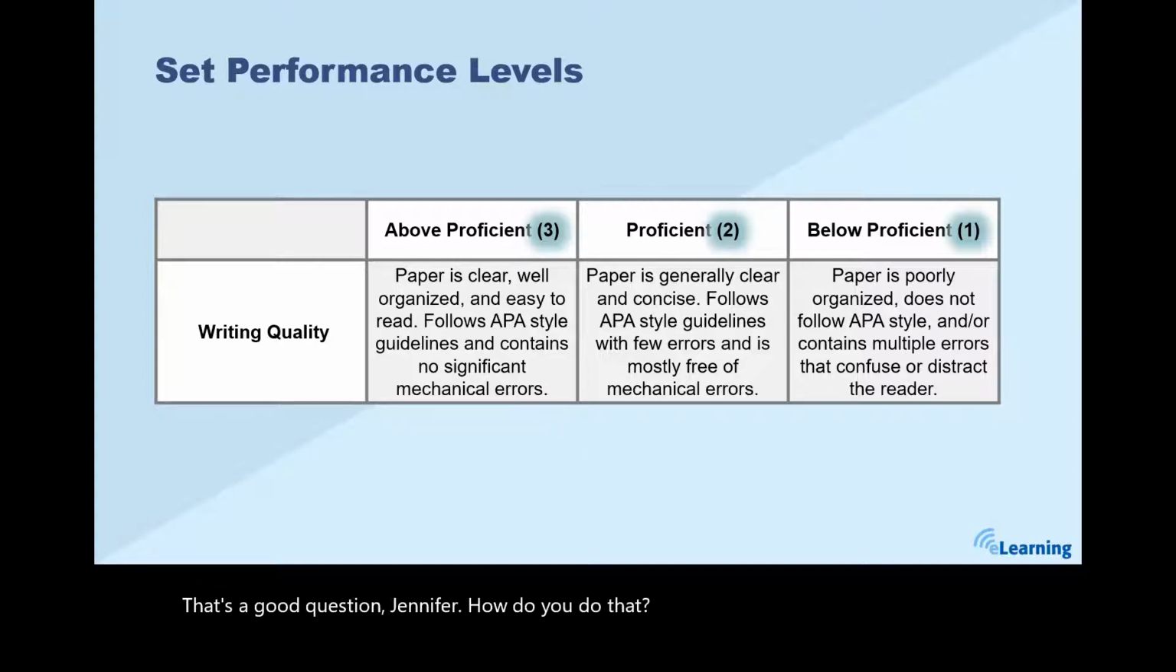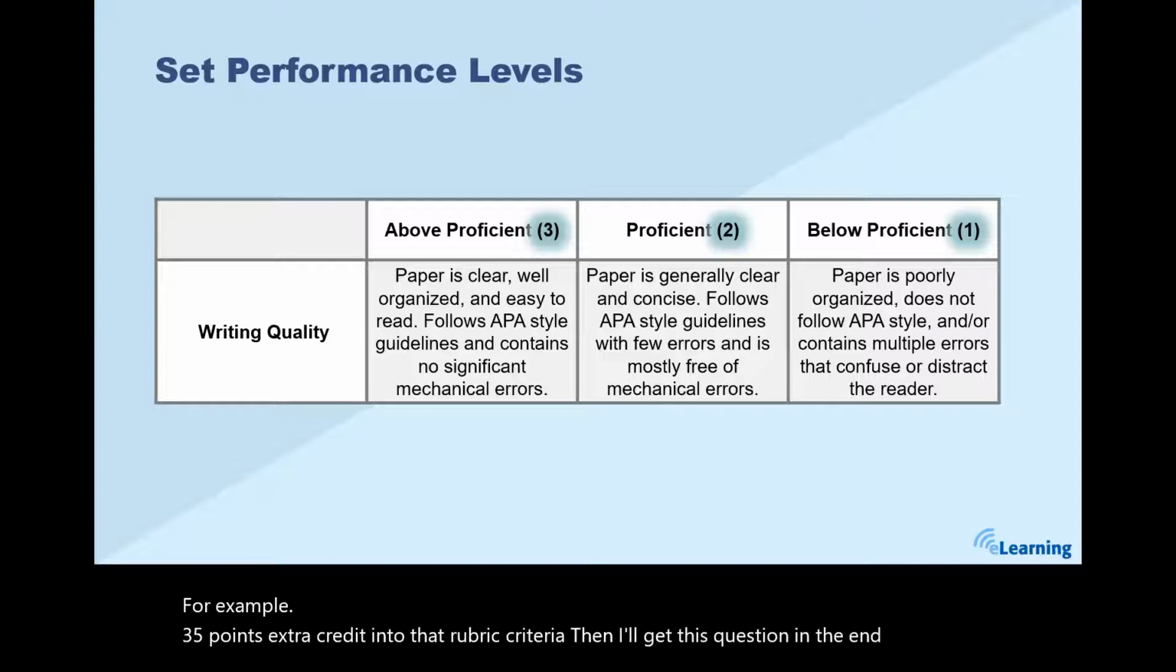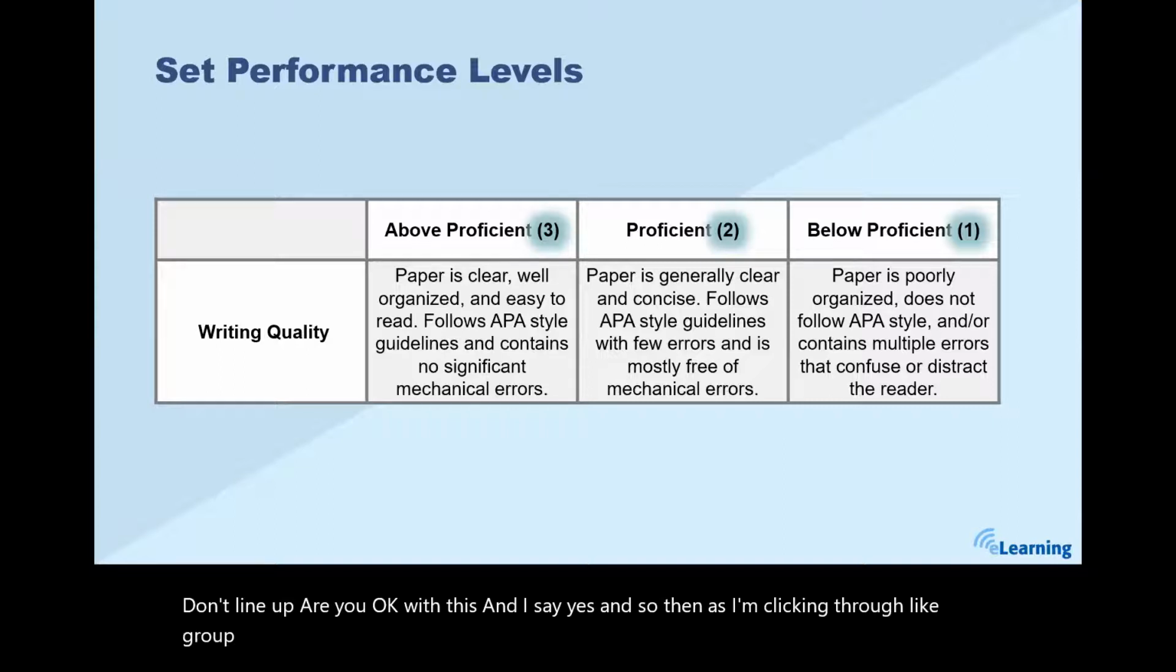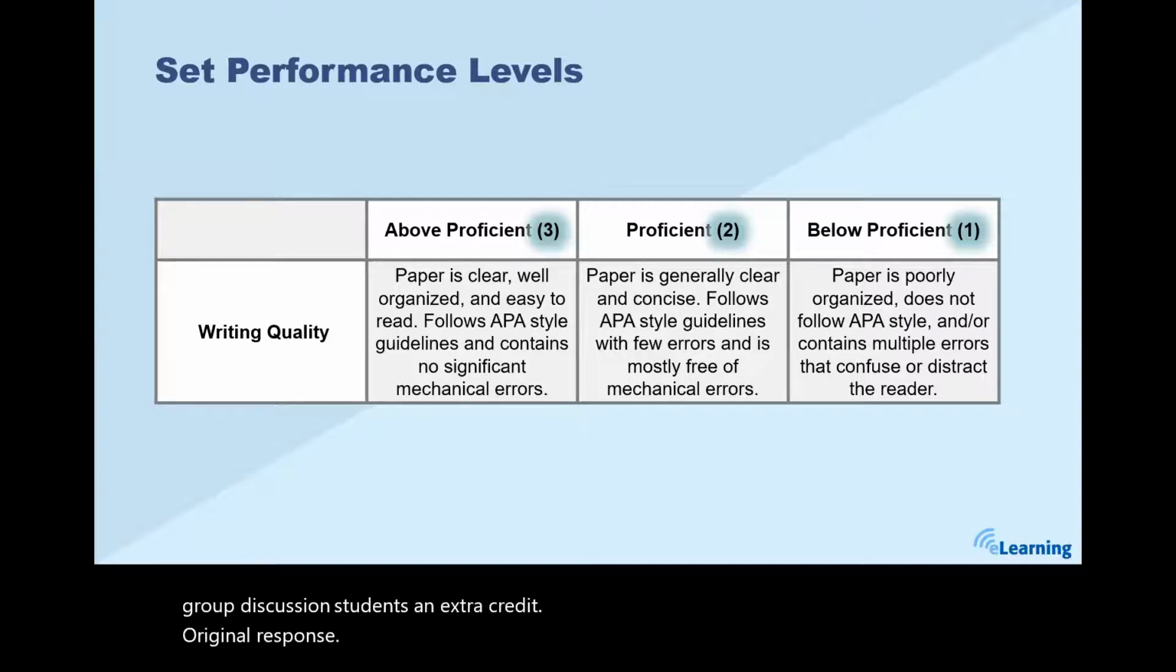So it's listed as a criteria. Say, for example, I have an assessment that's worth 35 points. If I build extra credit into that rubric criteria, then I'll get this question at the end that says the numbers don't line up, are you okay with this? And I say yes. And then as I'm clicking through, like for a discussion board, I will give a student an extra credit point if they post their original response 24 to 48 hours prior to everybody else. And so they'll get an extra credit point for that.